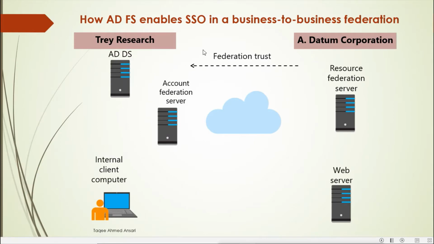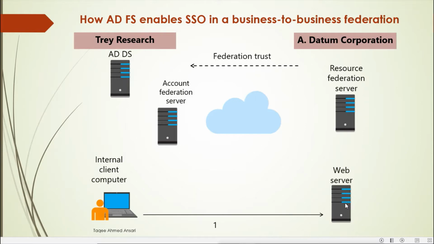Then, how ADFS enables single sign-on in a business-to-business federation. Here we have one business, this Trey Research, and the other we can say adatum.com, Adatum Corporation. So instead of configuring a trust relationship, we just configure the federation trust here. Now an internal client computer from Trey Research wants to use the application from Adatum Corporation. So it will send a request to the web server again.